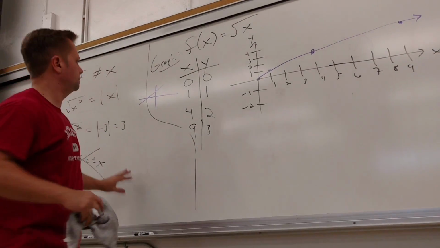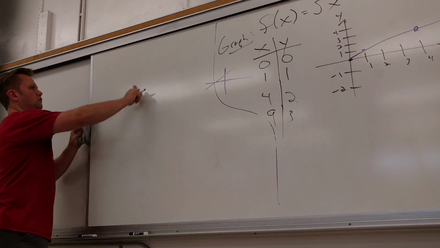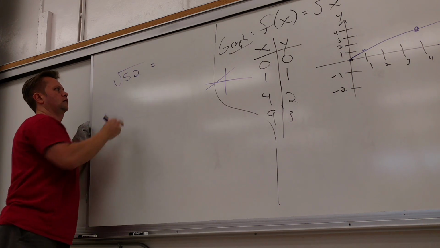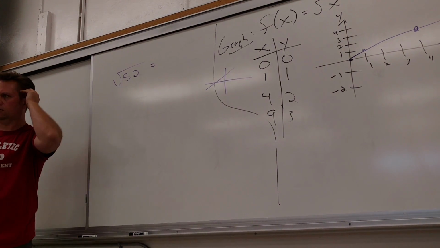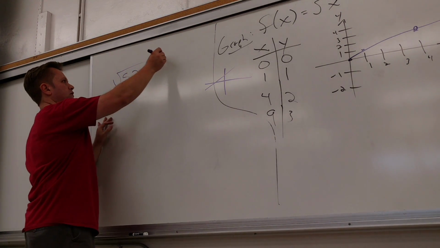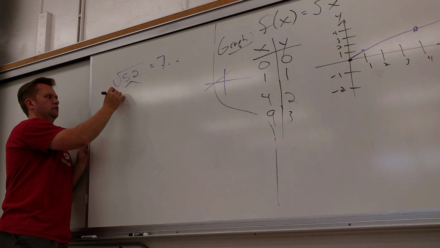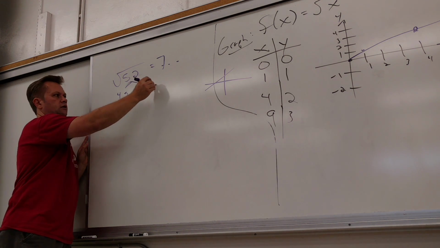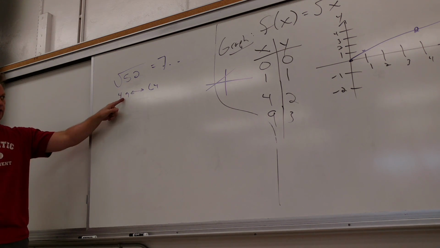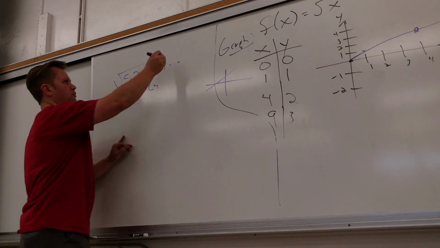Can somebody give me a guess? Don't use a calculator. Give me a guess as to what this is here. 7 something. Yeah, 7 point something, right? Because 52 is in between what two good numbers for square roots? 49 and 64. It's between these two numbers, right? So the square root's going to be between 7 and 8, probably closer to 7. So maybe 7.1 or something.